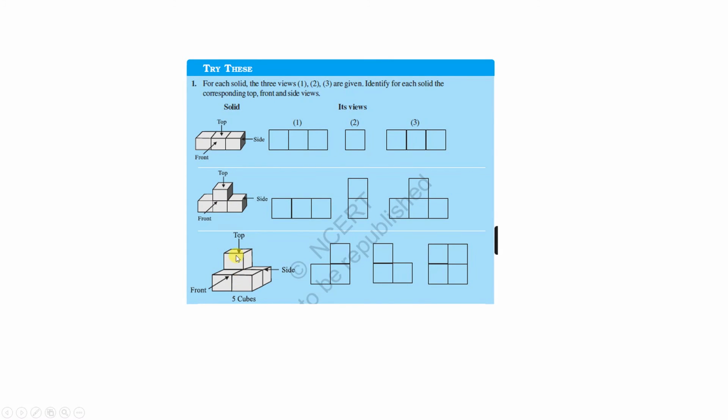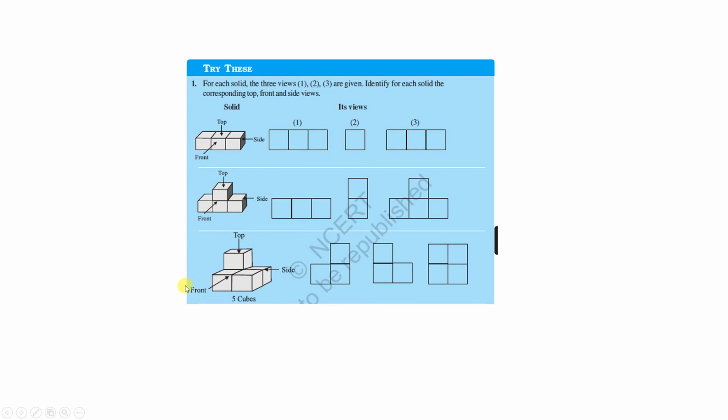Now this third and last figure is a solid. We can see a total of 5 cubes are there: 1, 2, 3 and a fourth cube which we cannot see in the figure, but it is there, and on top of that cube there is another cube. So a total of 5 cubes are there in this solid figure. Now when we see from the top, we can see 1, 2, 3 and this fourth square, which are put in such a way that it makes a big square figure, and this third view is nothing but the top view for this solid.